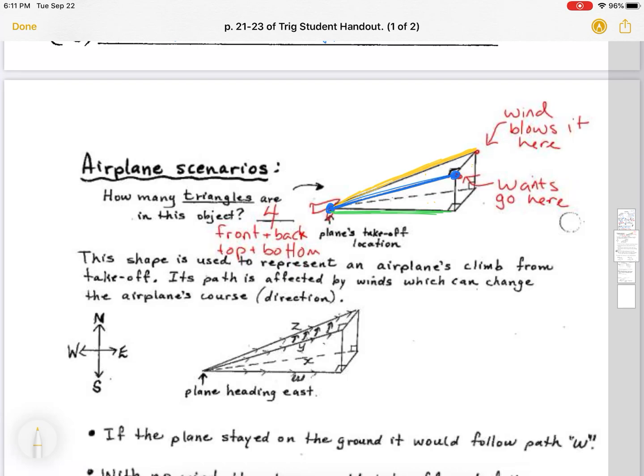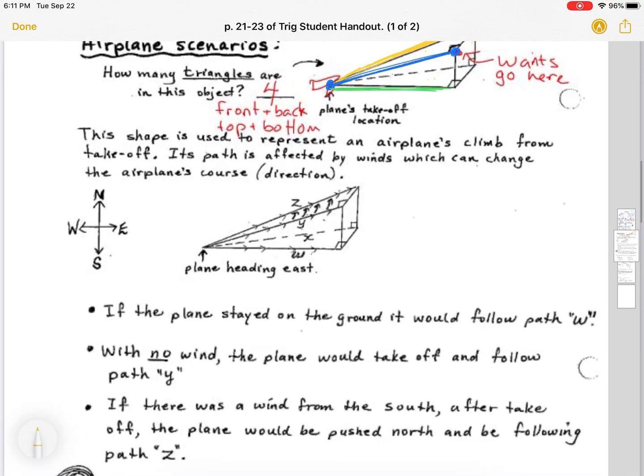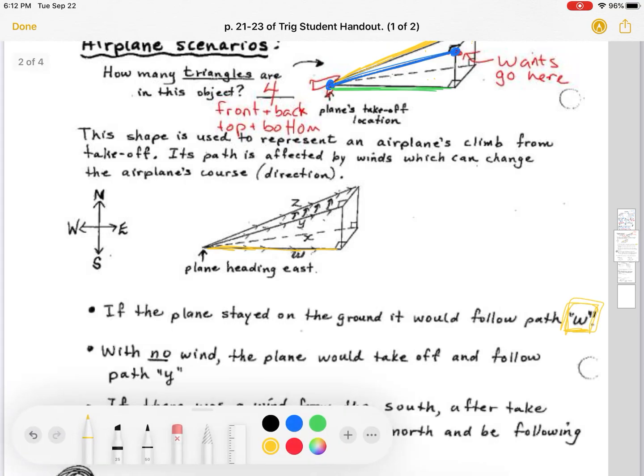This shape is used to represent an airplane's climb from takeoff. Its path is affected by winds which change the airplane's course. So basically the plane wants to go straight, but the wind pushes it over to the side. Okay, and we get this unique prism shape.